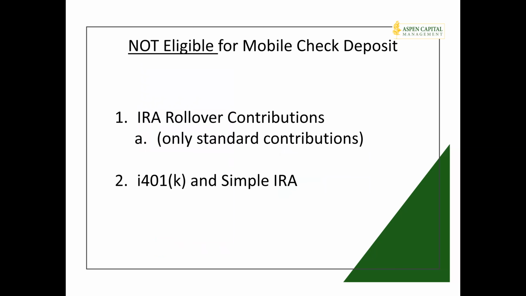Unfortunately, there are a couple of accounts that are not eligible for mobile check deposit. The first one is IRA rollover contribution. So if you're rolling over your 401k into your IRA and you have a check that's cut to you and then you want to deposit that into your IRA at Schwab, unfortunately, that is not something that you can do, and you'll need to use the standard process of mailing that to Schwab or taking it to a local Schwab branch. We provide instructions on where to send it or where to take it to if that comes up. And then the other two accounts that are not eligible for mobile check deposit are I-401ks and simple IRAs.